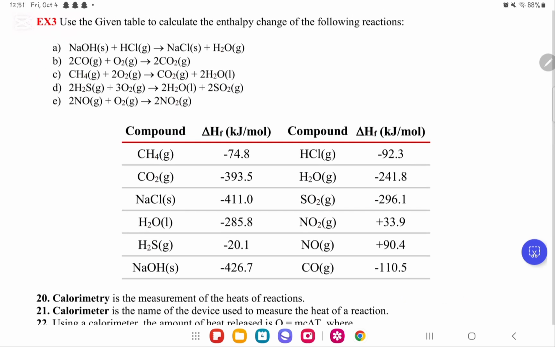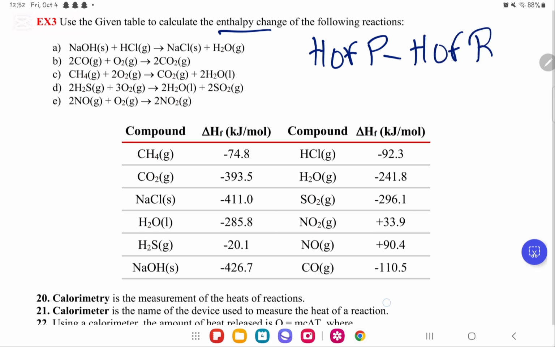Okay, so for exercise 3, they said use the given table to calculate the enthalpy change of the following reactions. They didn't say bond energies. The only case where we do reactants minus products is bond energies. Otherwise, we do what? Heat of products minus heat of reactants. Now, to find the heat of products and heat of reactants, for part A, first of all, we have NaCl plus H2O. NaCl is negative 411 plus H2O.